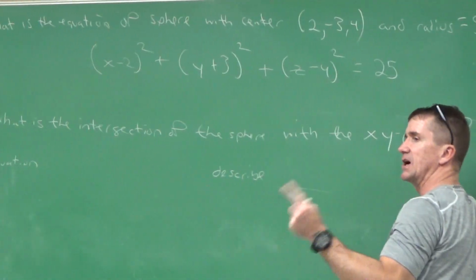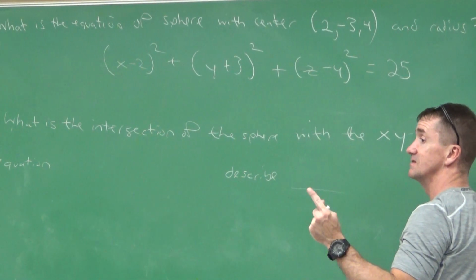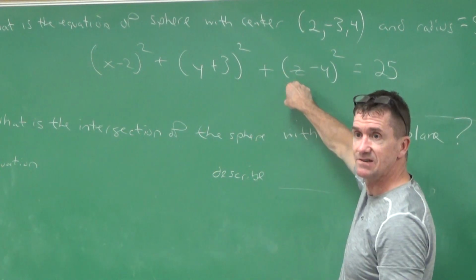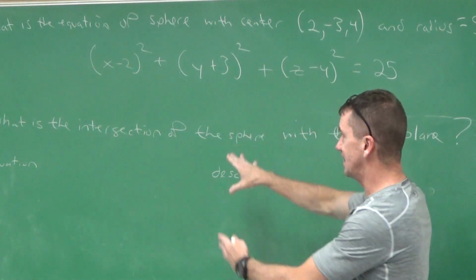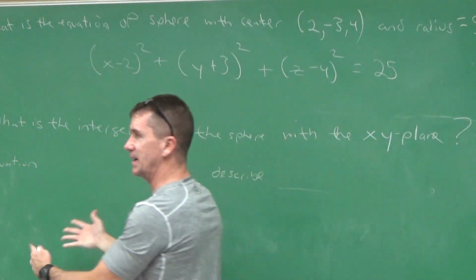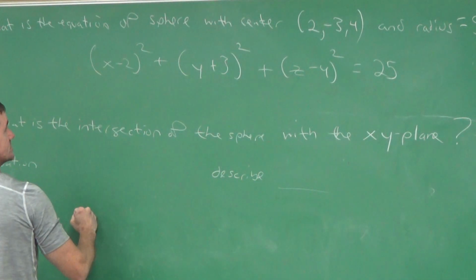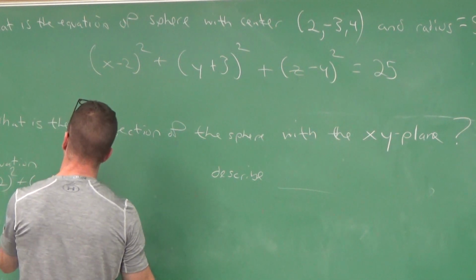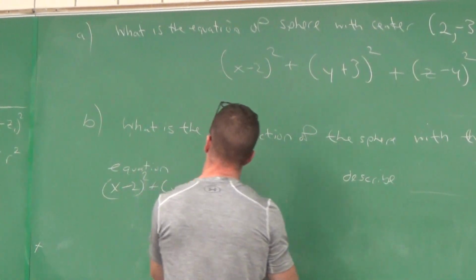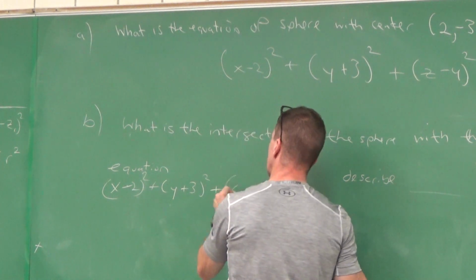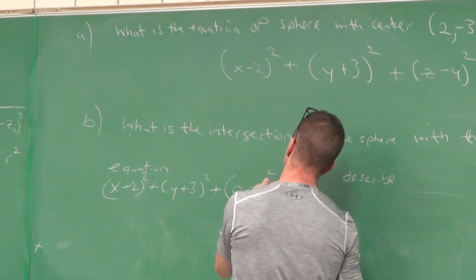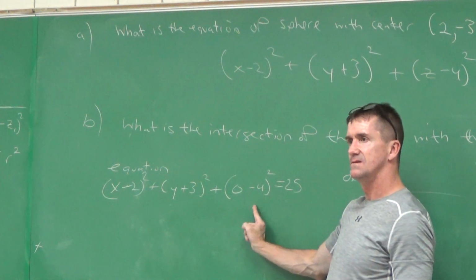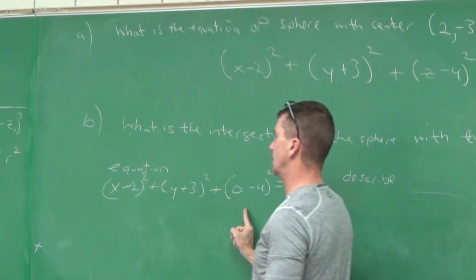What do we know to do about the XY plane? Something is 0. What is it? Z. We're going to take Z equal to 0 and substitute 0 into that Z right there. Do you all agree? That'll be our equation, but we'll fancy it up. We'll make it look good. Just take x minus 2 squared plus y plus 3 squared plus, and here we go, 0 minus 4 squared equals 25. Great. We knew what to do: Z equals 0 in the XY plane.